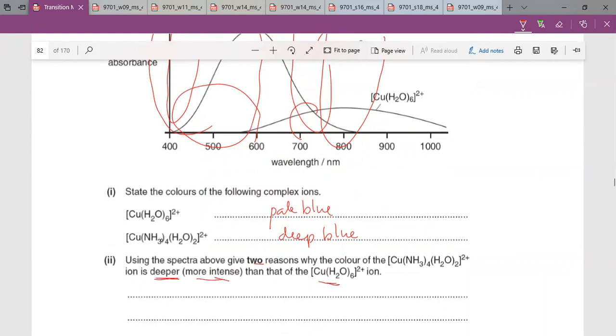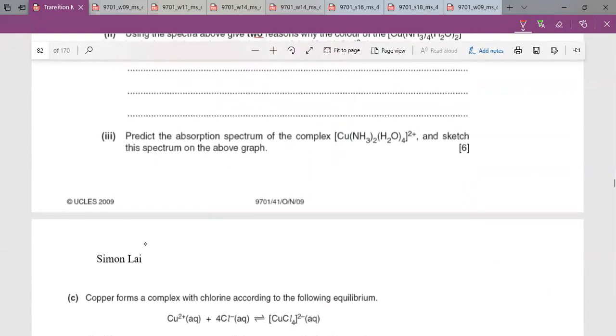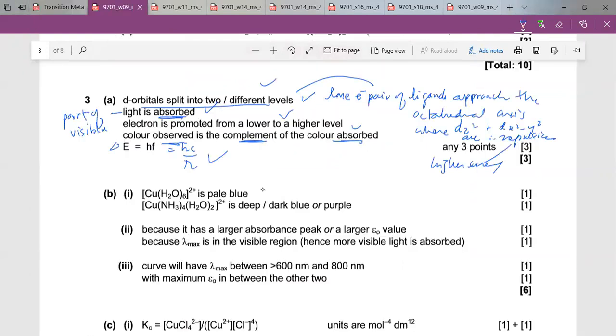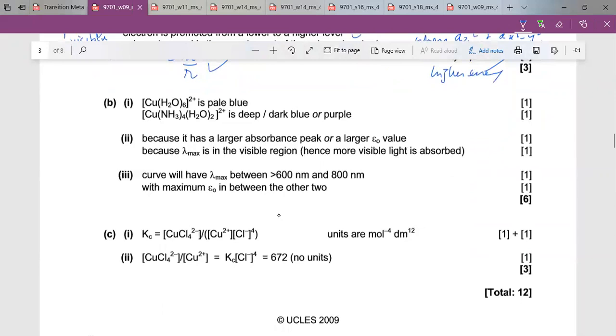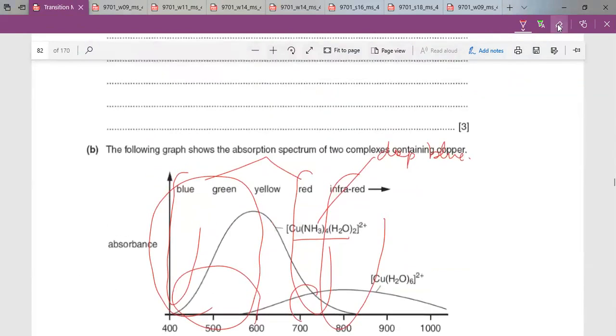Now look at the marking scheme. So pale blue is very important. It's pale blue. One mark, deep blue. Now see, because it's a larger absorption peak. Larger absorption peak. Why do I say so? See here. I'm going to rub it off first.